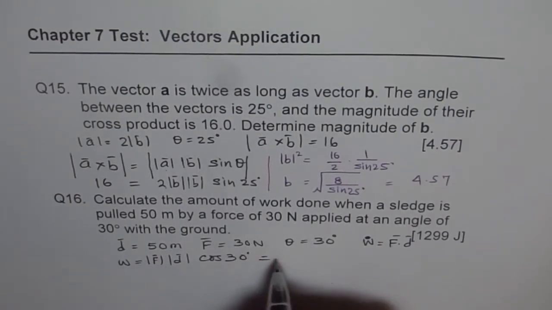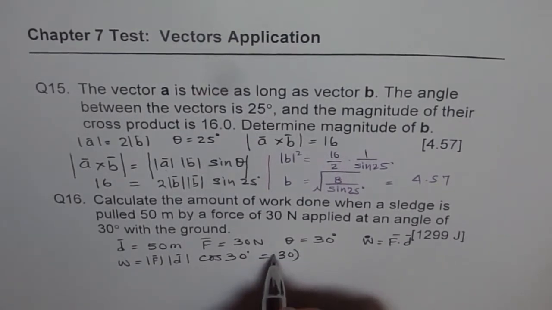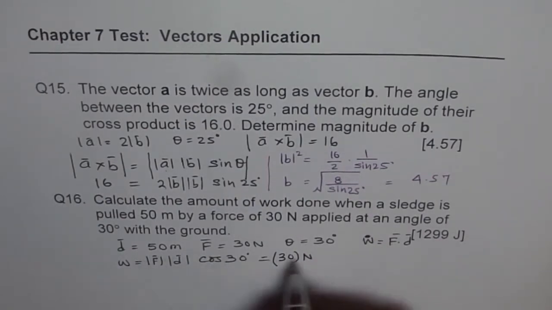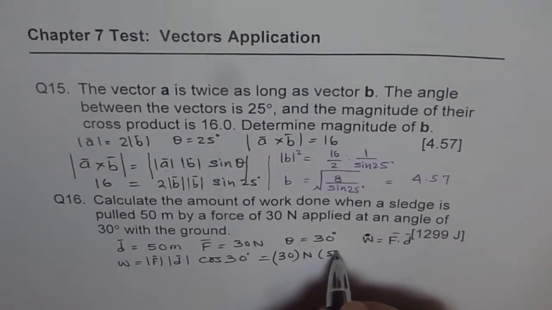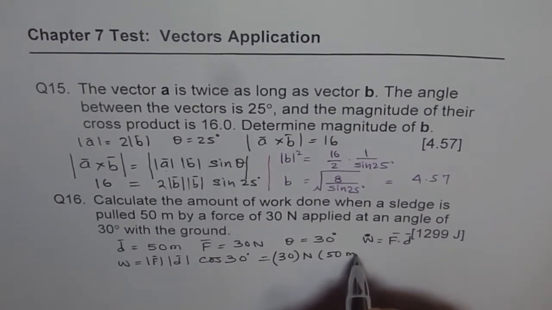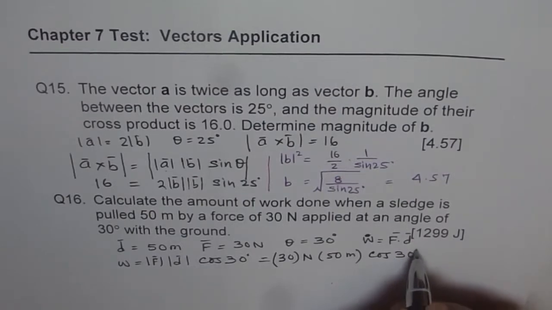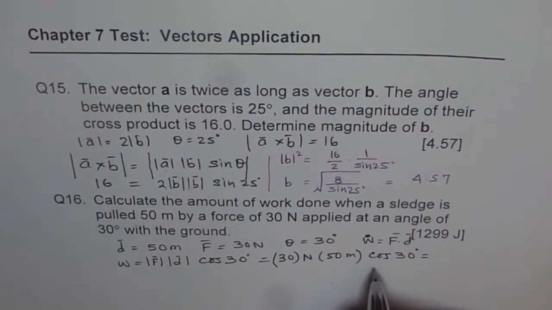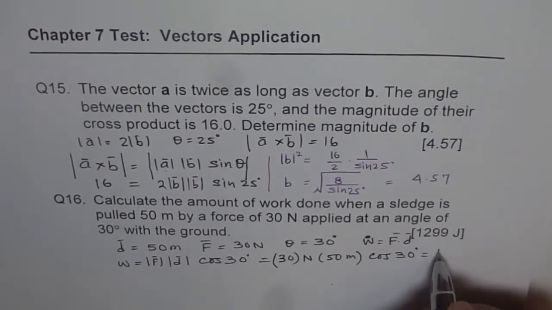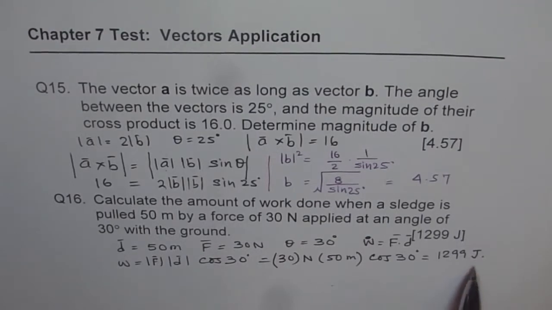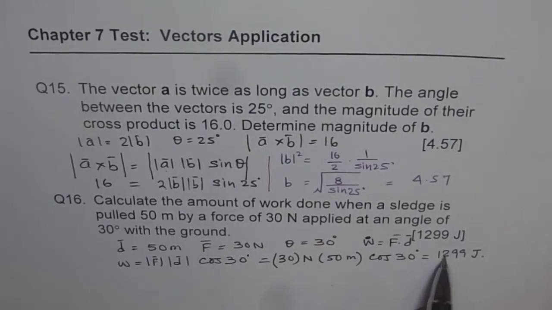So now, force is 30, so we'll write 30 newtons. Okay, 30 newtons, I should put them in brackets, times 50 meters, which is displacement, okay, times cosine of angle 30 degrees, correct? And if you do this calculation, you should get 1299 joules. Right? So I've written answers more for my convenience, so I don't have to really use the calculator. So we just figure it out like this. So it's 1500 and less than 1500, so it makes sense.